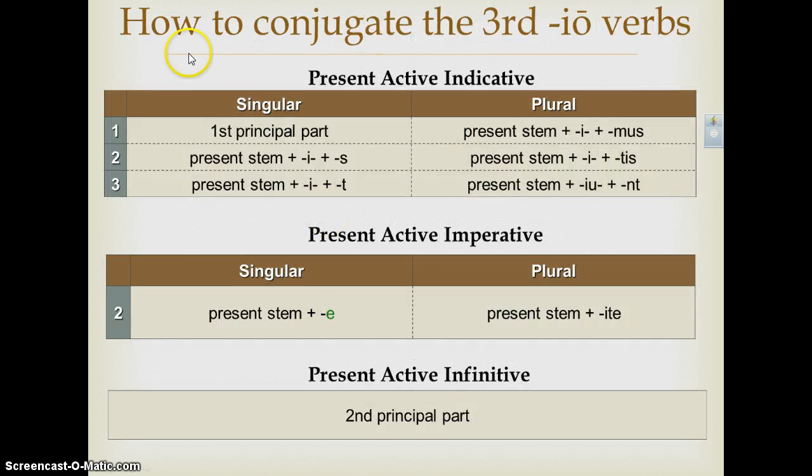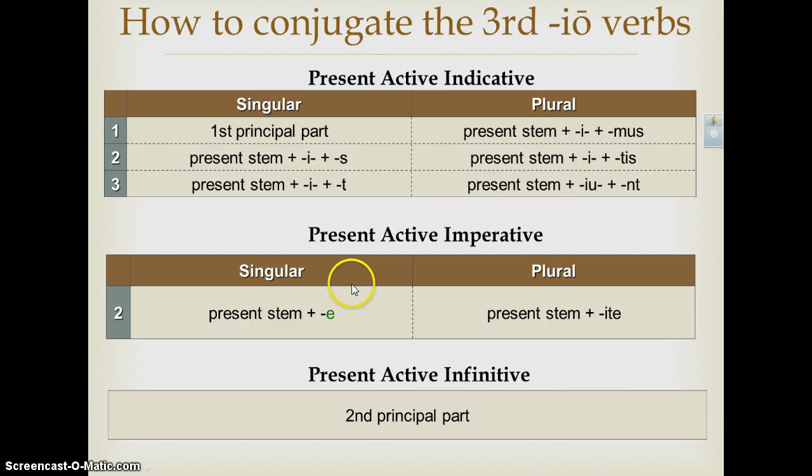Okay, so let's take a look at how to conjugate the third IO verbs. As always, the first person singular present active indicative is the first principal part. After that, you need your present stem. Onto this present stem, you add the I to show that you're in the present, except for the third person plural, which is going to be IU, and then you add your endings: O, S, T, MUS, TIS, NT.